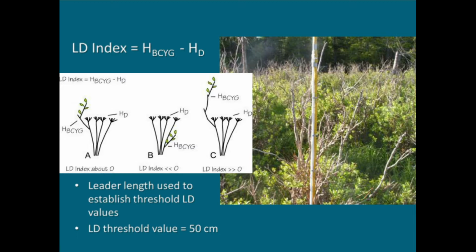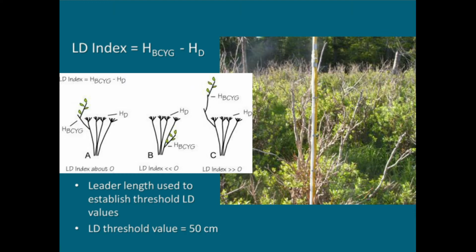What do these numbers mean? An LD index, so you have your height of base of current year growth minus the height of dead. With an LD index around 0, you're getting browse to this zone of mechanical protection. And this annual increment is likely to grow out of the browse zone. But really, we can't really say too much about this, unfortunately. It's one of the limitations.